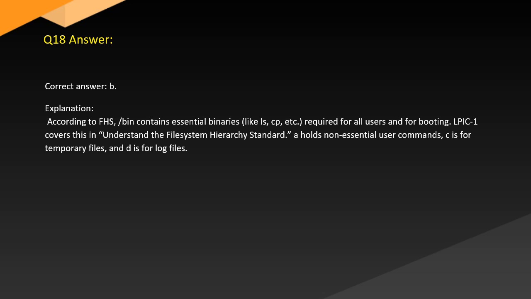Answer. Correct answer B. Explanation. According to the FHS, /bin contains essential binaries like ls, cat, etc., required for all users and for booting. LPIC-1 covers this in understanding the Filesystem Hierarchy Standard. A holds non-essential user commands. C is for temporary files and D is for log files.